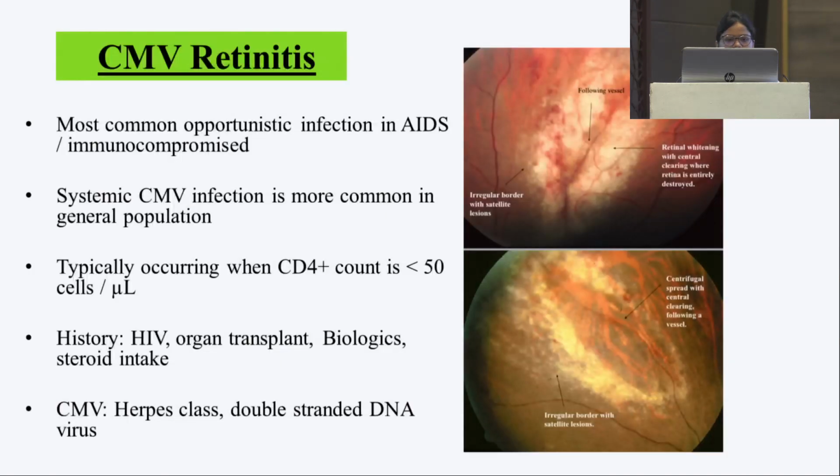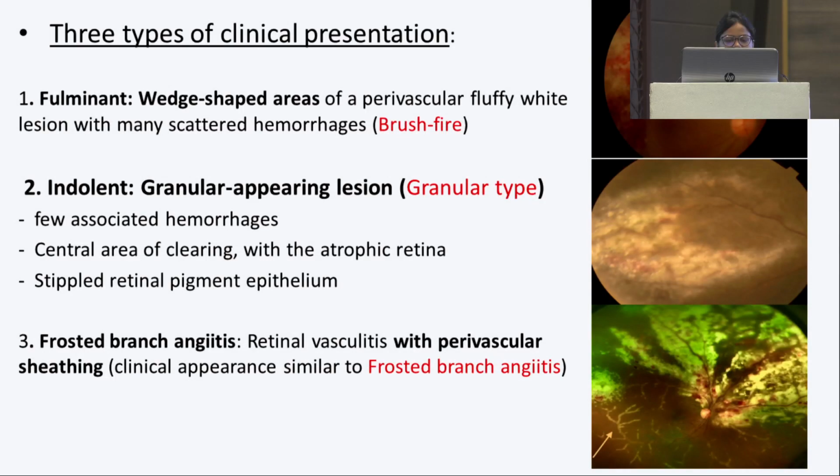So now I'm going to discuss some of the important viral retinitis causes. One of them is CMV retinitis. CMV retinitis is the most common opportunistic infection in AIDS or immunocompromised patients. It's usually seen when CD4 count goes below 50 cells per microliter. Patients with HIV, patients with organ transplant, and those on steroids usually will have such kind of presentation.